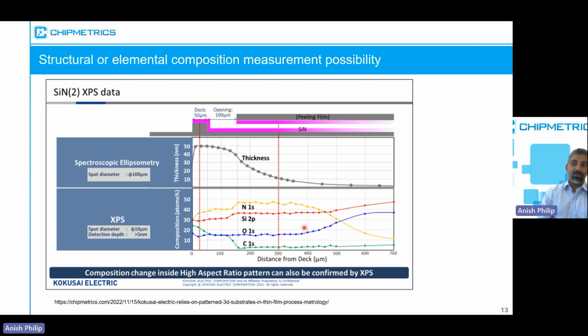This is not possible with any other technique, because here the sample is a planar one, so we can use any analytical devices, for example, XPS or Raman or top SEMs, any technique that goes well with planar substrates and samples can be utilized here. So you can easily measure your elemental composition, which is very much required for any process development.